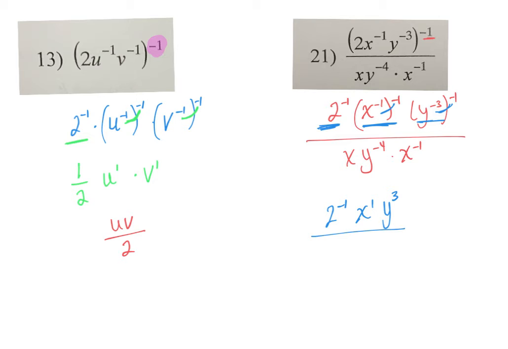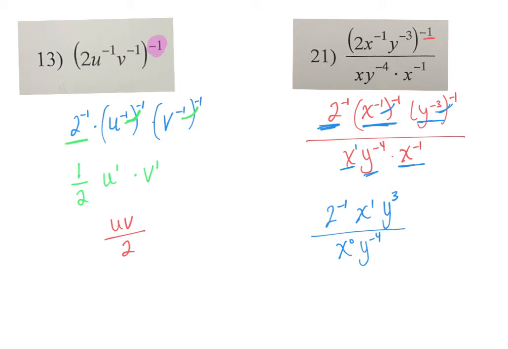On the bottom, you can go ahead and combine if you want to. So on the bottom, I have an x to the 1 and an x to the negative 1. So I'm going to add those. 1 plus negative 1, that is x to the 0. And then the y, I cannot combine at this point.